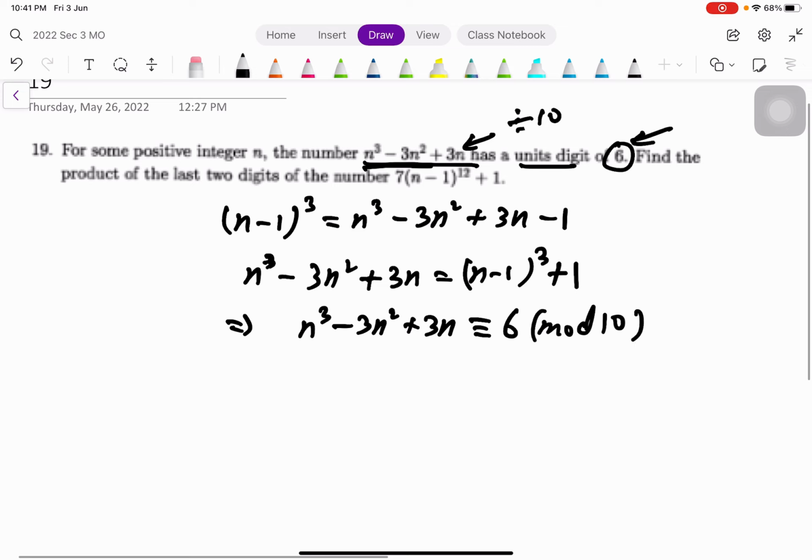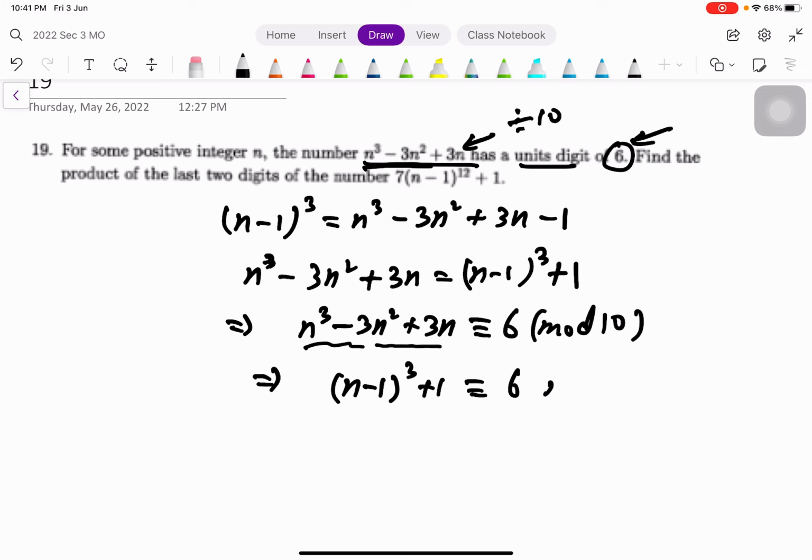That means when this number here is divided by 10, the remainder is 6. Therefore, this implies (n minus 1) cubed plus 1 is congruent to 6 modulo 10. Therefore, both sides minus 1. Therefore, (n minus 1) cubed is congruent to 5 modulo 10. That means in this case, (n minus 1) cubed should give you a remainder of 5.